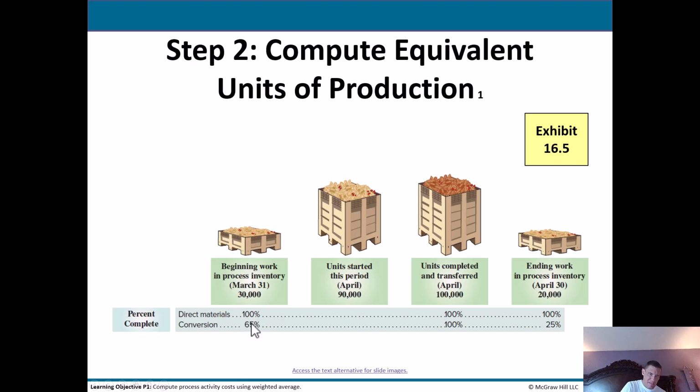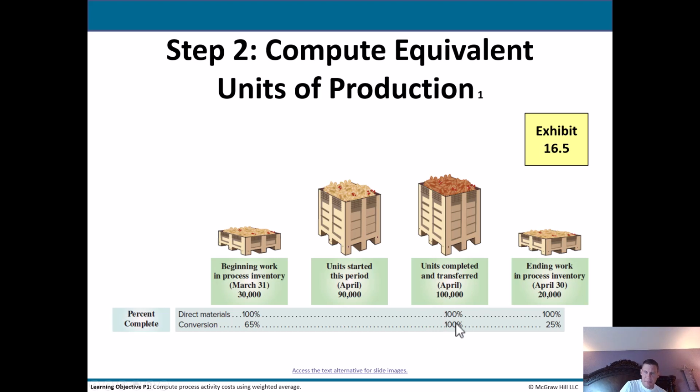So they've got 35% left to do during the period of April. Units completed and transferred out. Anytime it says units completed, you can always take it to the bank that the percentage completion for materials and conversion will always be 100%. Makes sense, right? Because if they're done, they're done.